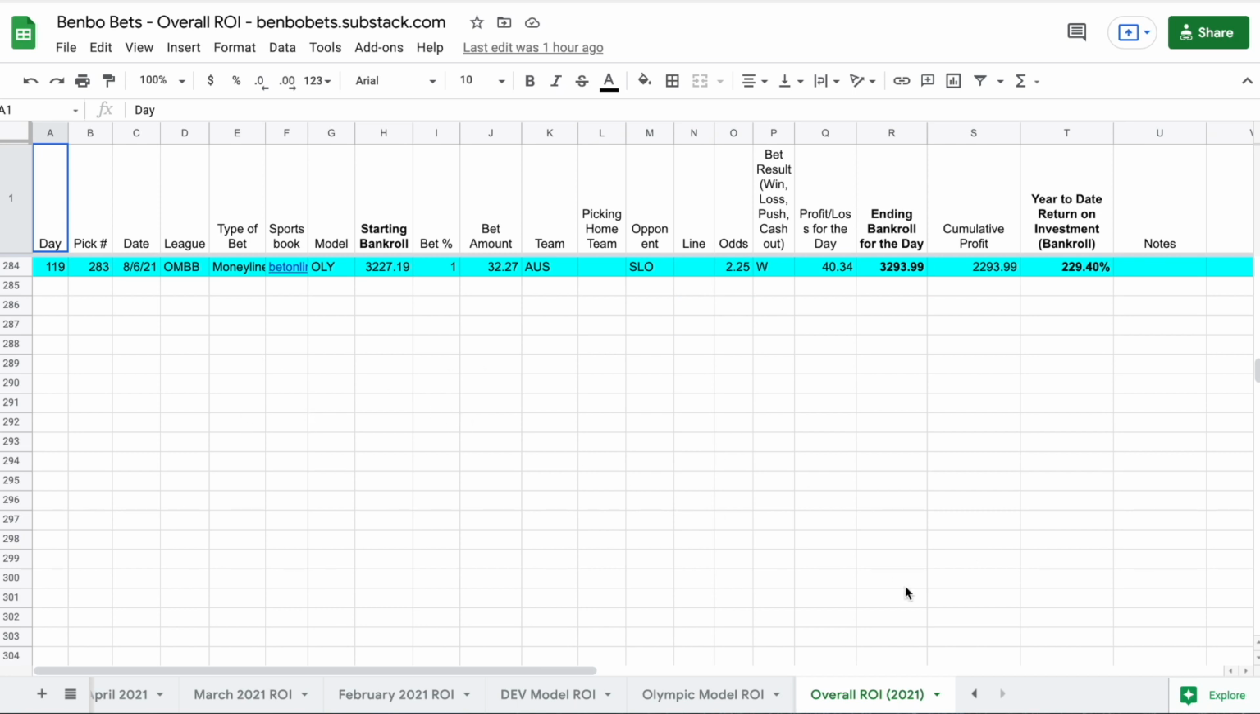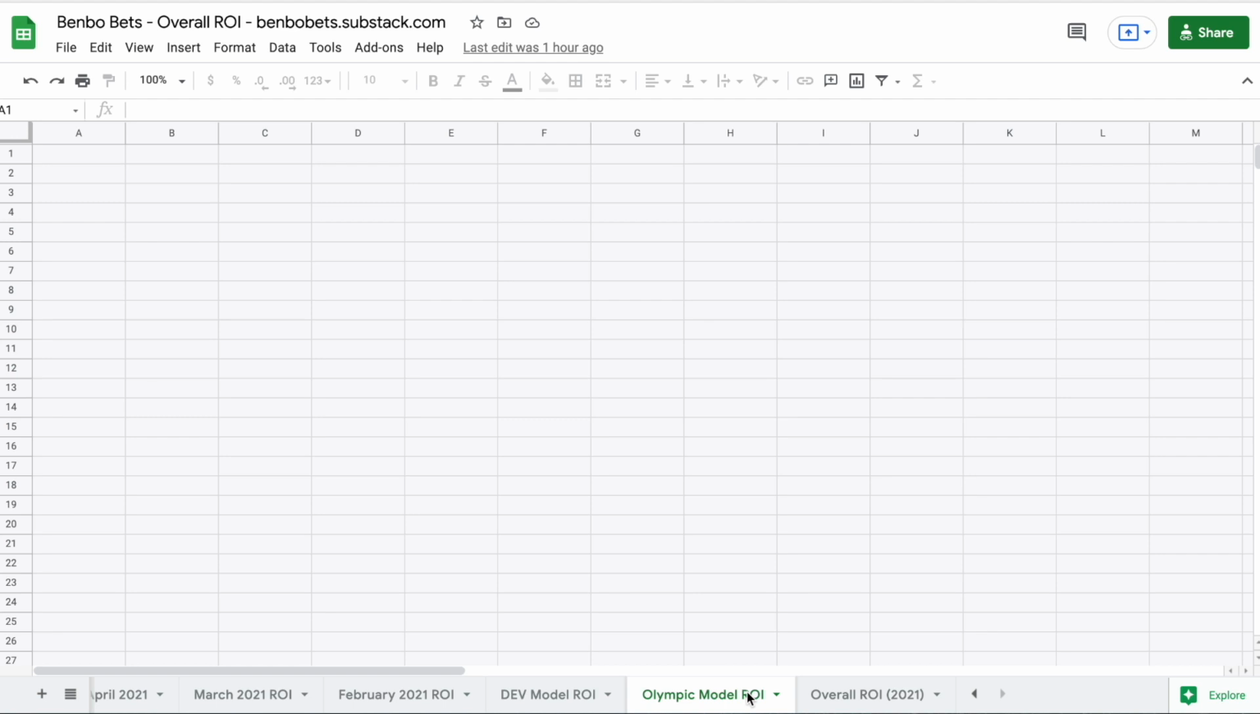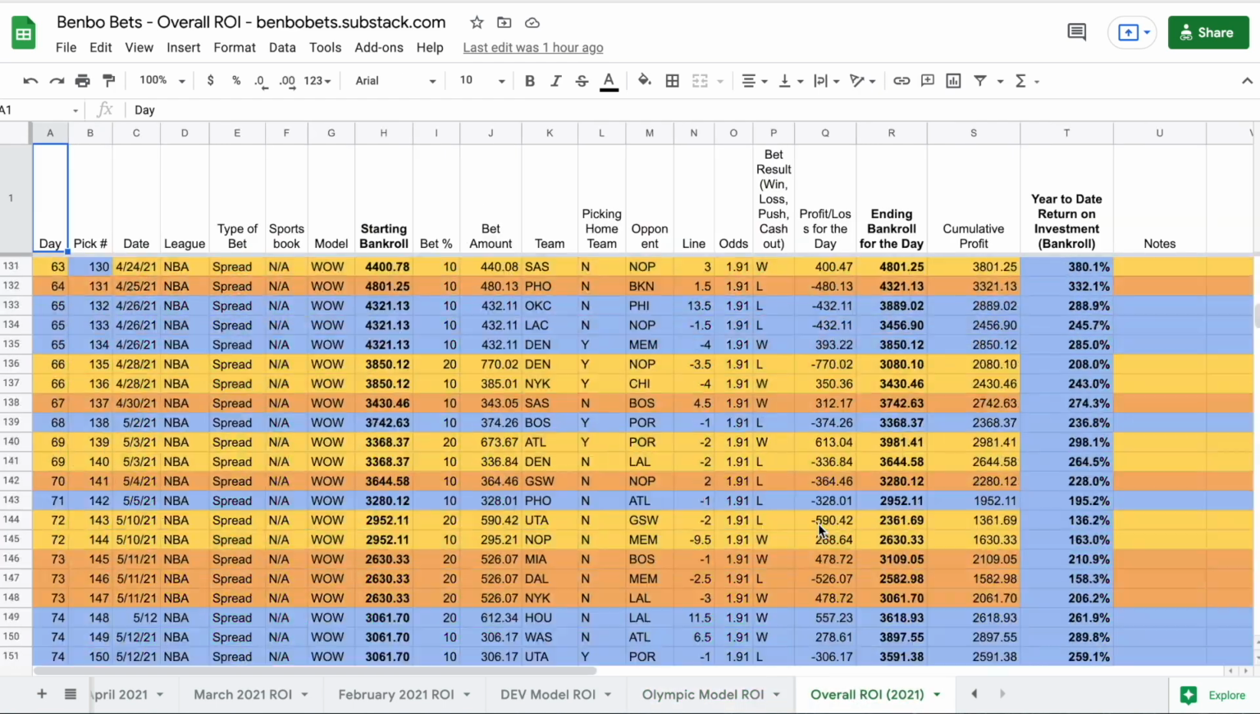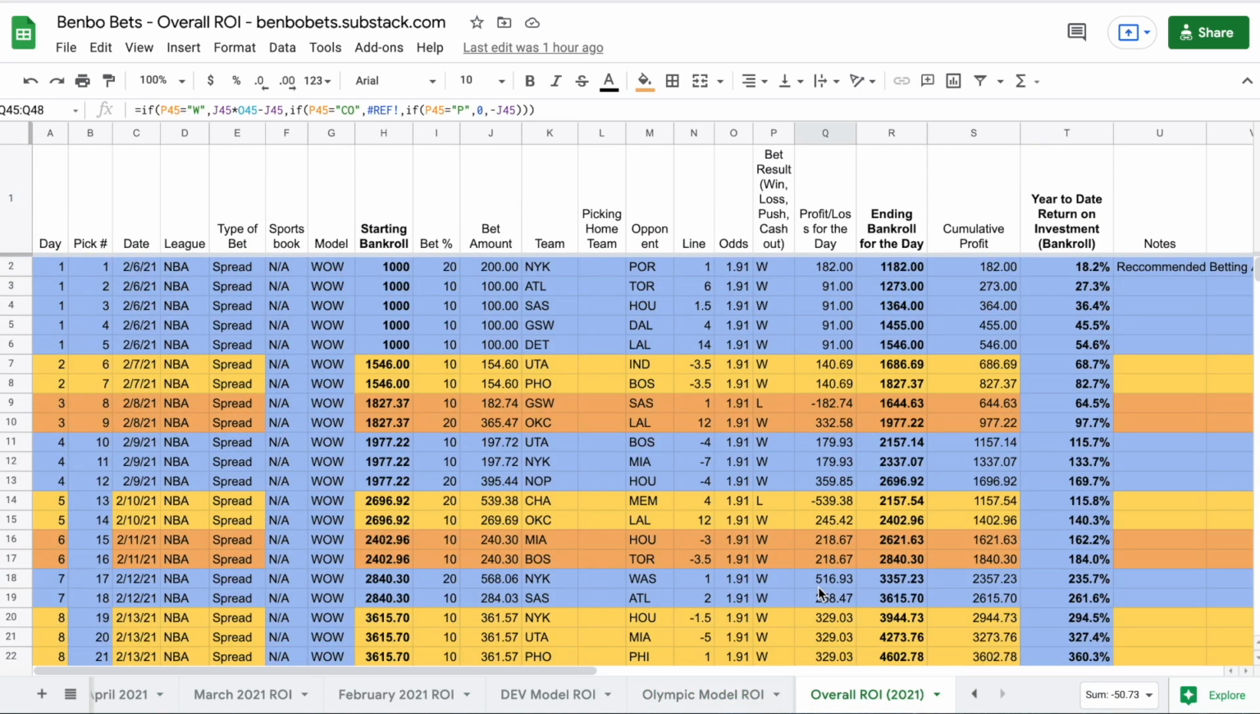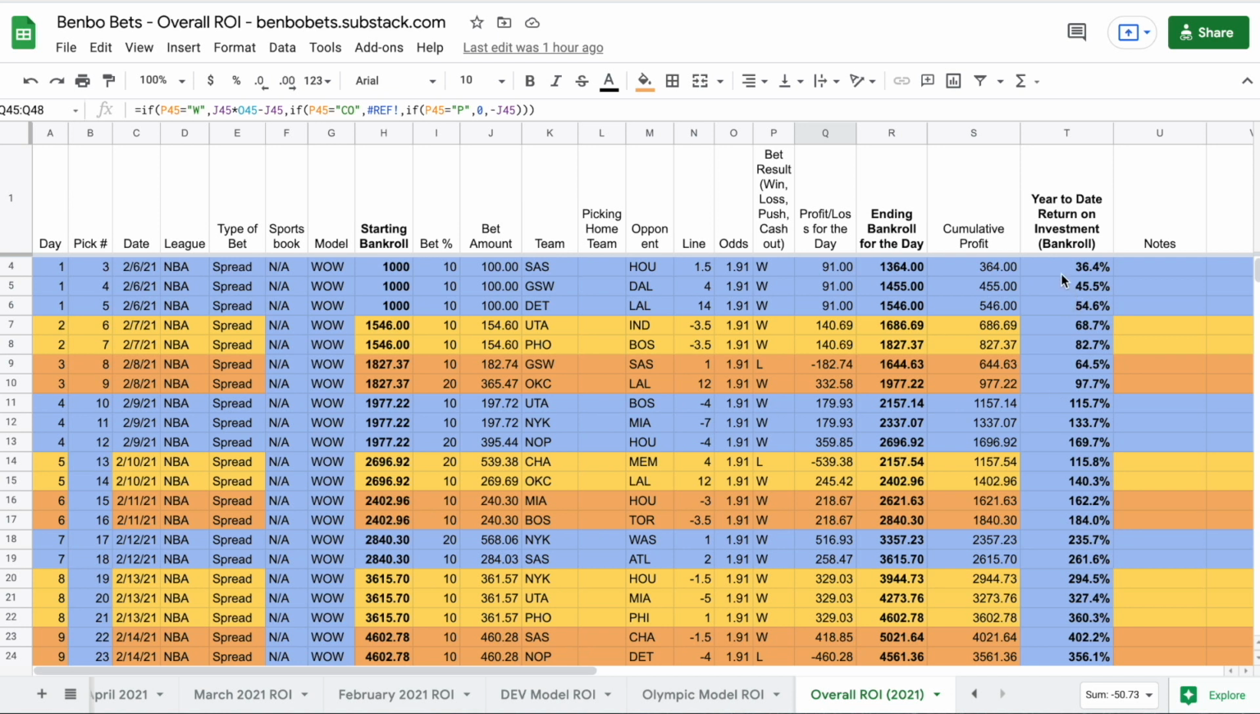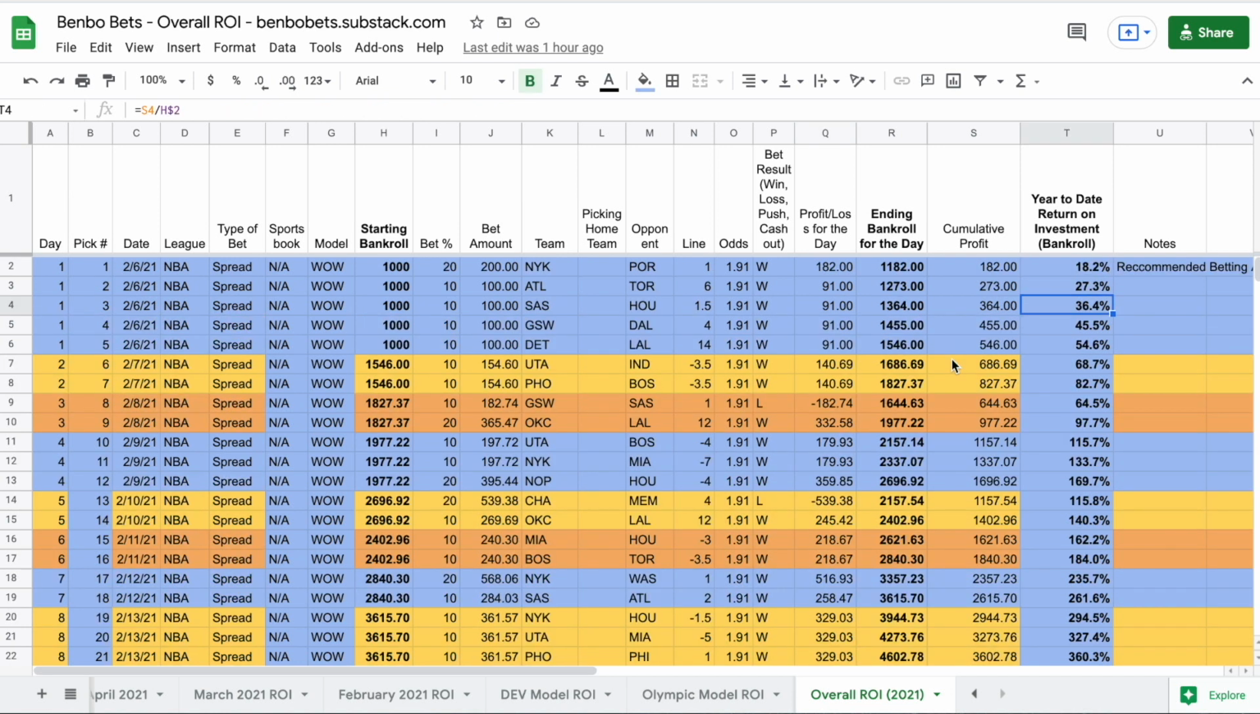So we have a Google Sheet that has every pick that we've made and calculates the overall ROI for every pick. So I want to go over that, how I use it, and how you can use it.